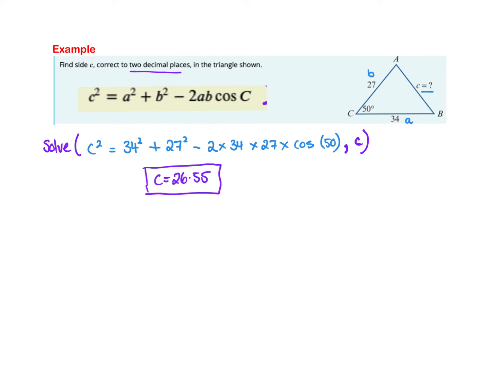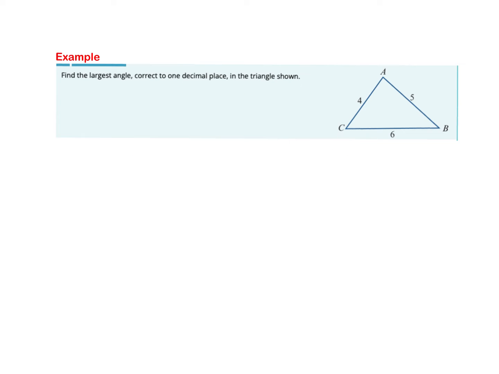All right, let's start with this one. Now, with this one, it says find the largest angle. So you need to write a little note here about that. The largest angle is always found opposite the largest side. So the largest angle will be opposite the largest side.